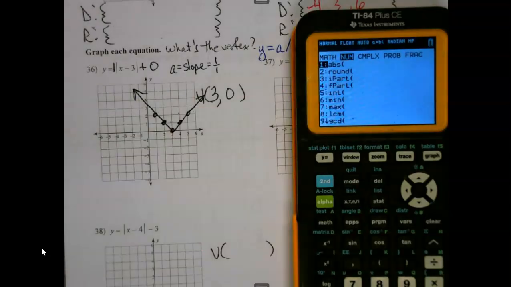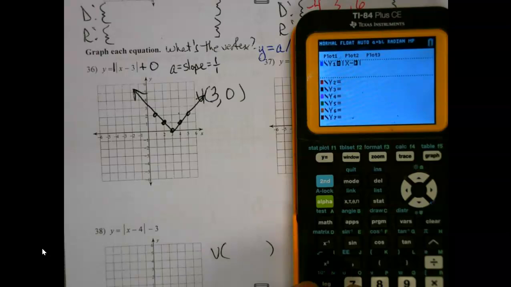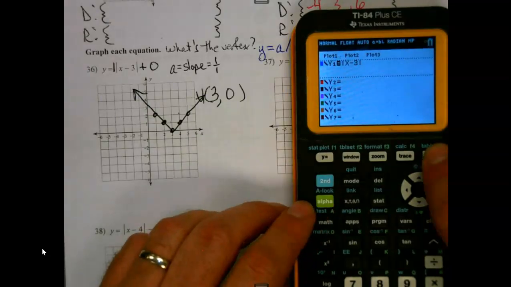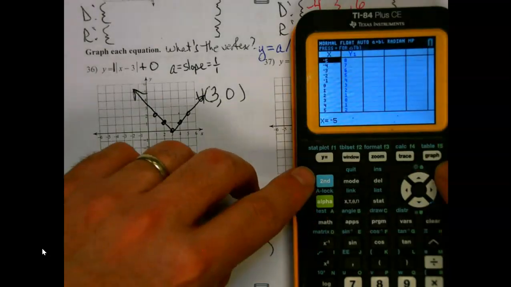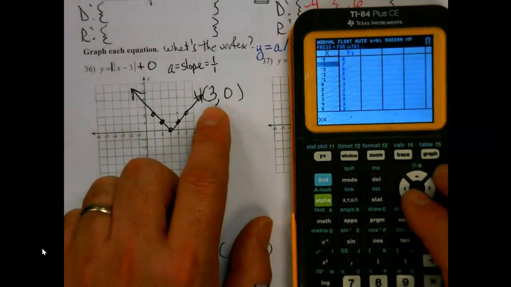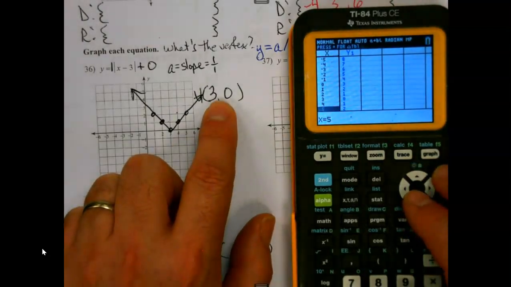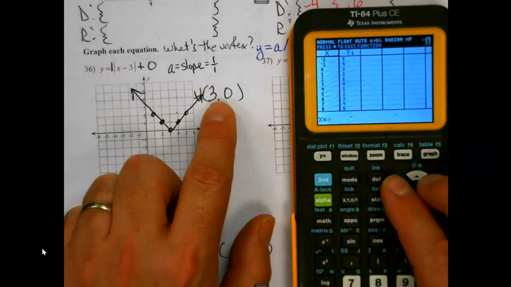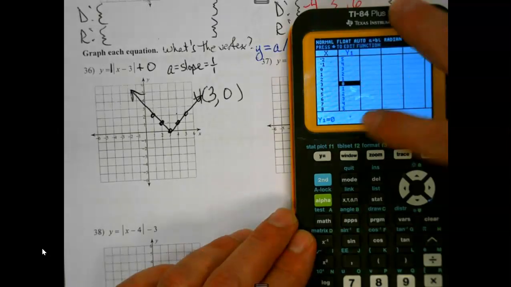Okay, number 1 is absolute value. There's my little bars. X minus 3. And what you can do then is you can pull up the chart or the graph. Second graph gets me this table. And if you get your vertex in the middle of your chart, there's my 3, 0. You're going to see the exact same numbers above and below.